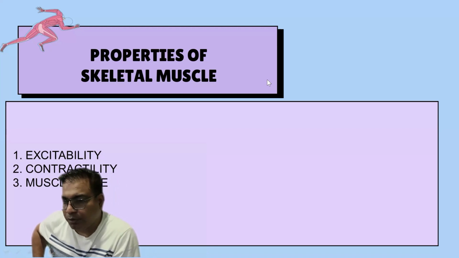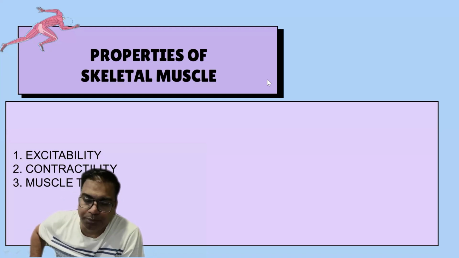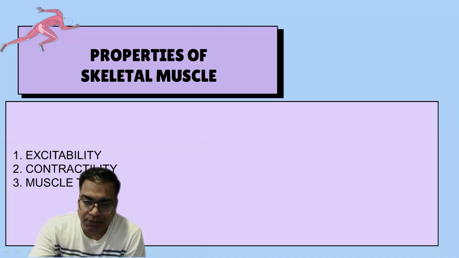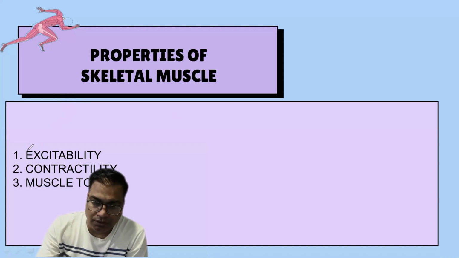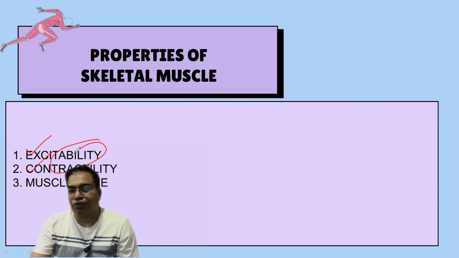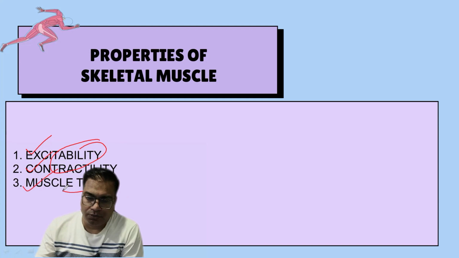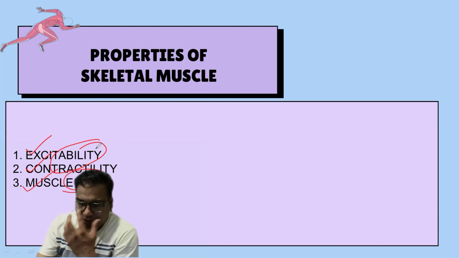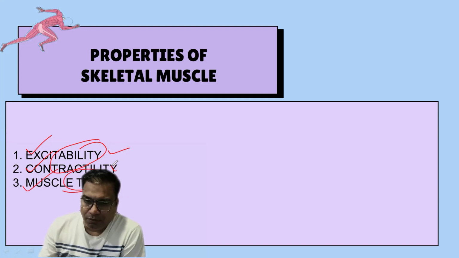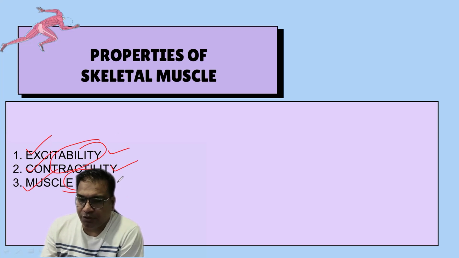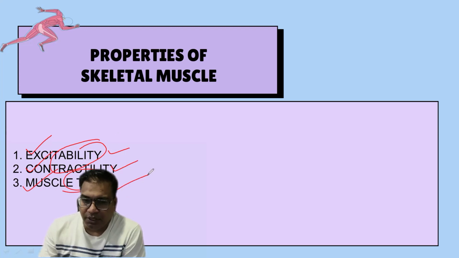What are the specific properties which are shown by the skeletal muscles? Some of these properties are also overlapped in case of cardiac muscles, like excitability and contractility. These properties were also shown by the cardiac muscles. Muscle tone. In case of skeletal muscles, we are going to understand the properties of skeletal muscles in these three categories.